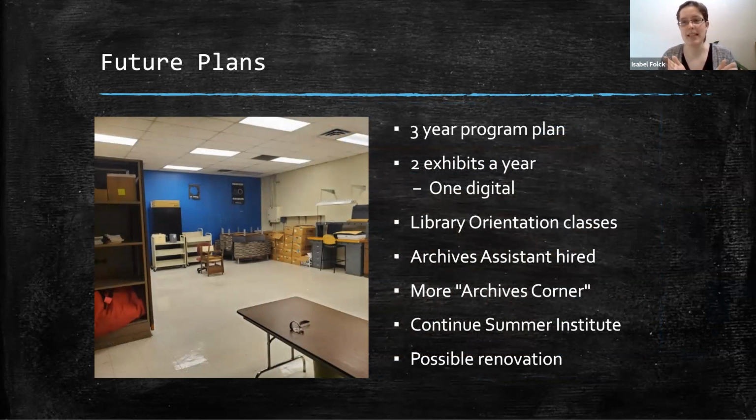This is what the archives looks like now, with all of the stuff pulled out, with the exception of a couple of chairs that they just haven't gotten around to moving out yet. We have a 3-year program plan in place. We hammered that out this summer, and essentially what that program plan was, for each part of the library, what are their plans for the next 3 years. And one of the areas that we focused on was the archives. And the biggest thing we decided for that 3-year program plan was we are going to do 2 exhibits a year directly related to the archives.